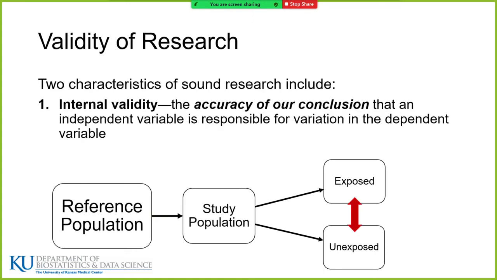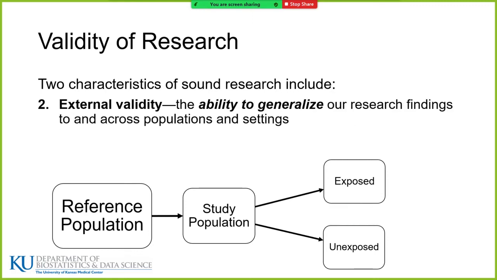We're going to focus on internal validity today, and that again has to do with how accurate the conclusion is from the study. One of the major threats to internal validity is bias. That's that systematic variation that can push our conclusion away from the truth in a particular direction. We're going to focus on how we try to account for sources of bias through study design today. And again, external validity, we won't spend much time talking about this, but it really has to do with how well the study can reflect the reference setting, the reference population.